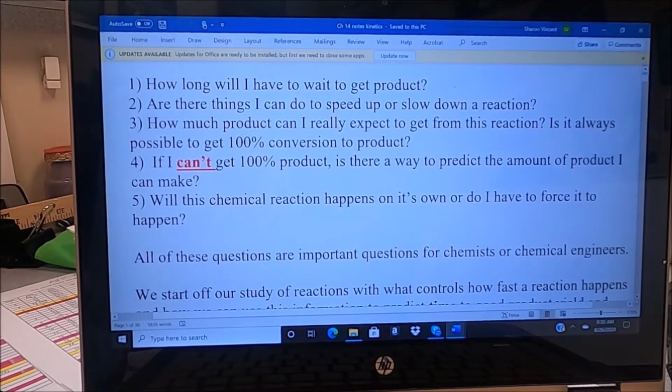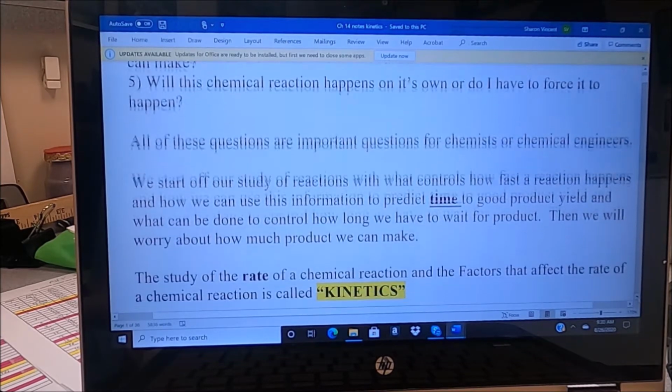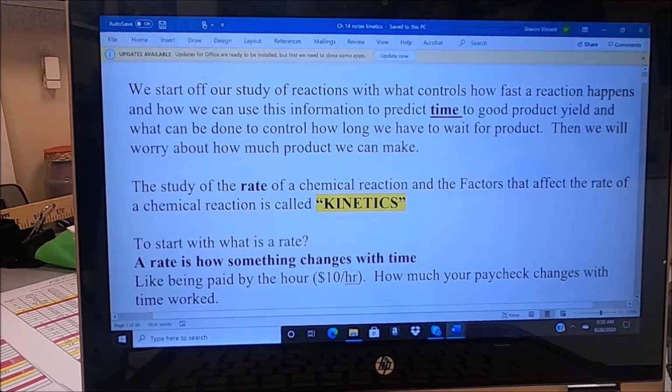Will the chemical reaction happen on its own, be spontaneous, or will I have to force it to happen? Is it non-spontaneous? All of these questions are going to be important if you are a chemist trying to develop a new process, or a chemical engineer trying to tweak a process so that you get maximum product for minimum cost. So we're going to start here in chapter 14 with our study of what controls the rate of a chemical reaction.